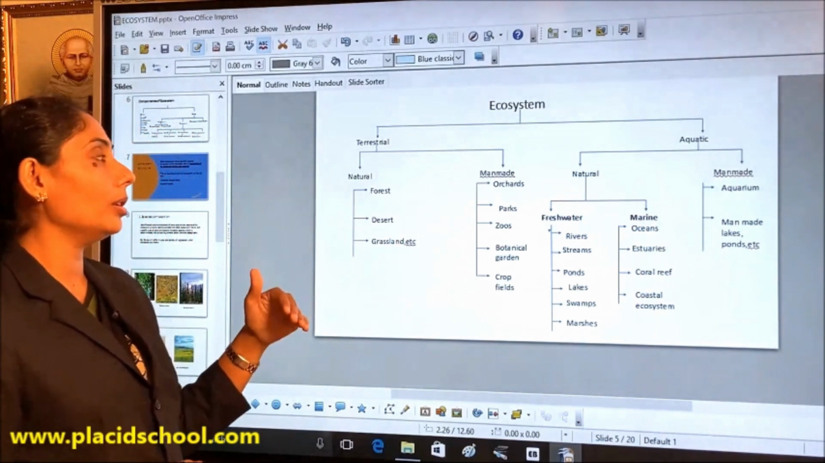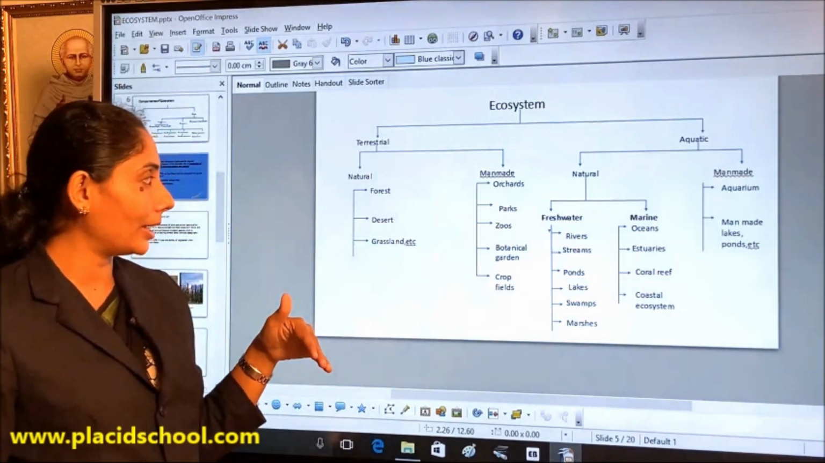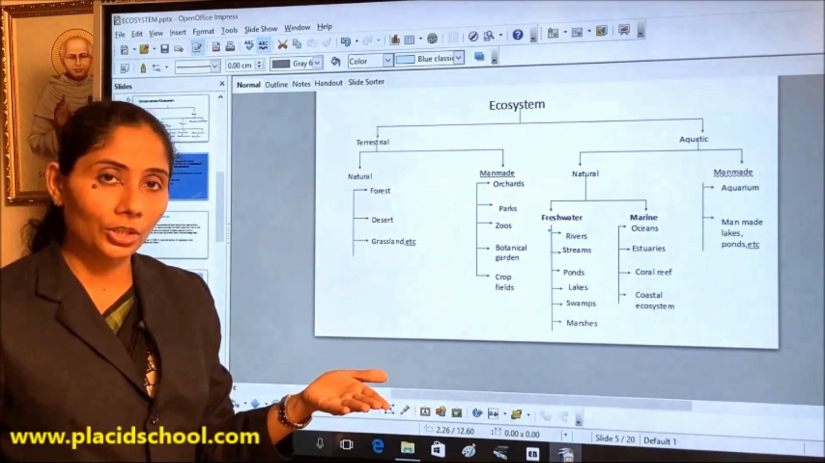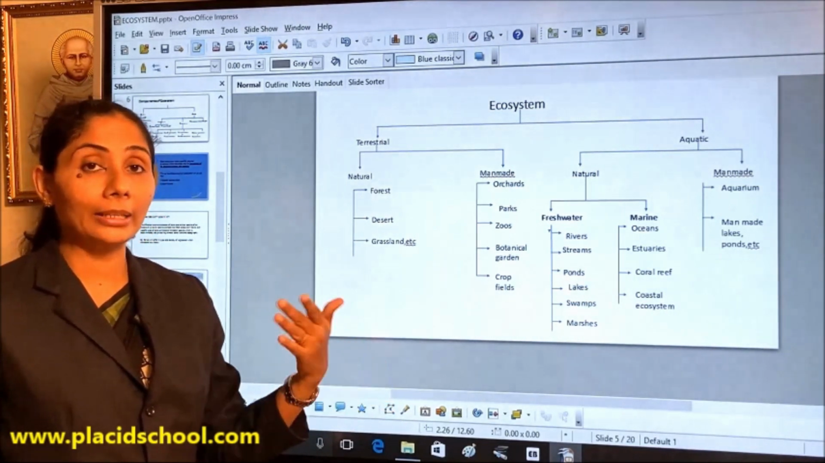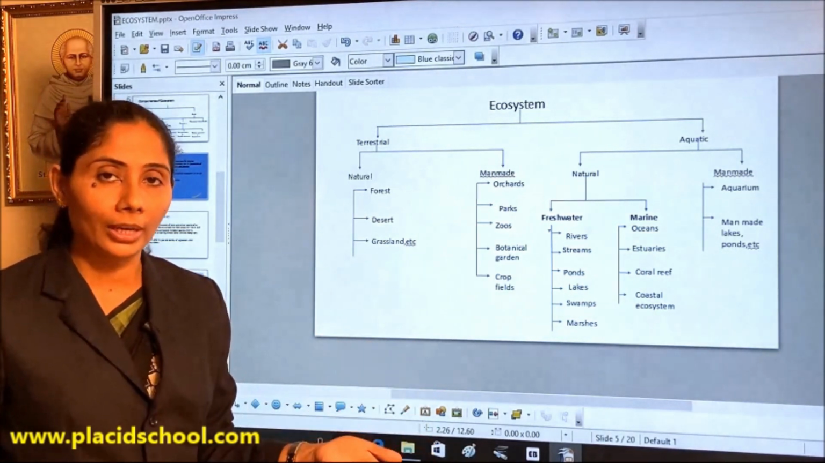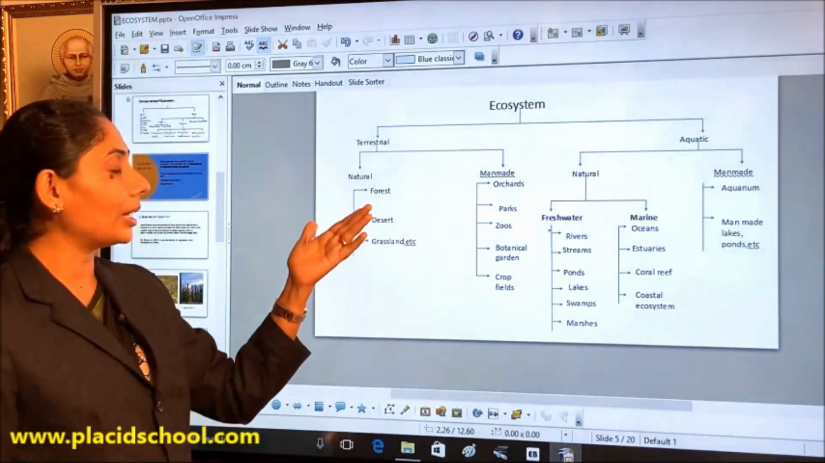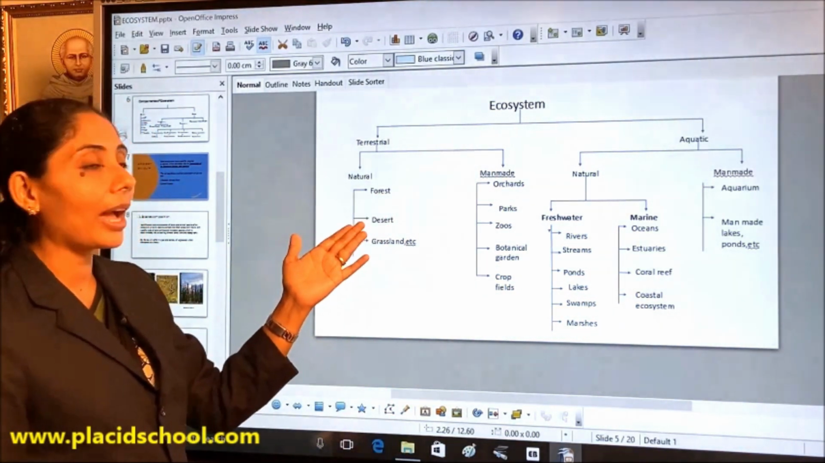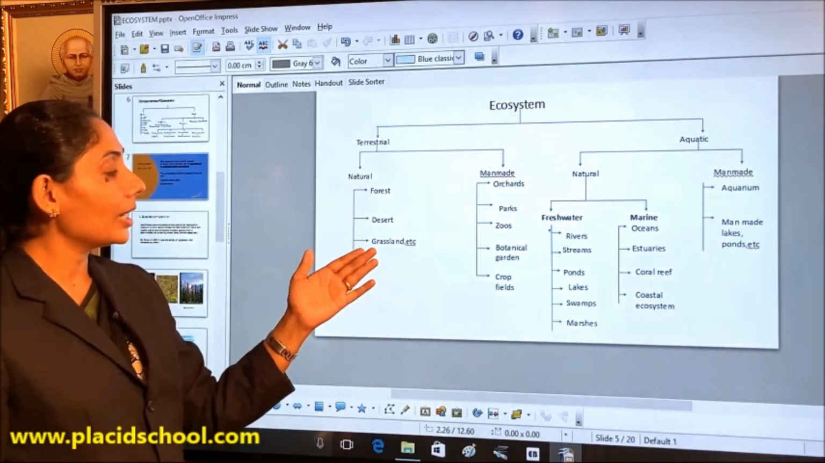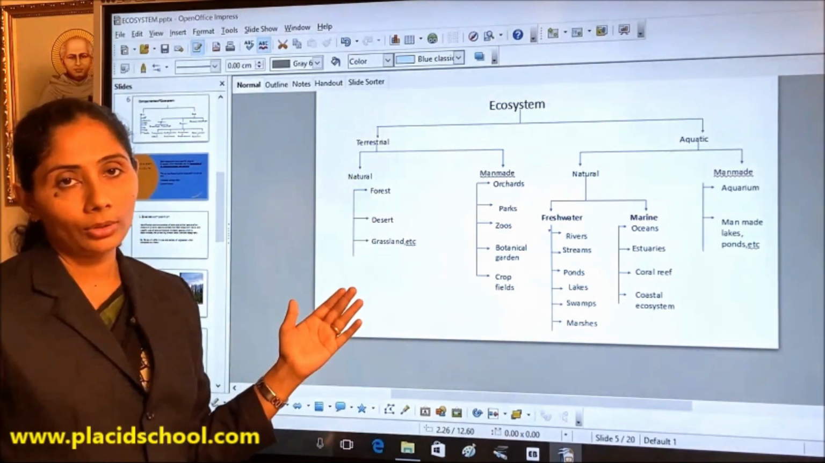Now, under natural terrestrial ecosystem, we have the following. We can further subclassify them as forest. When I say forest, there will be further classification into it also. There are different kinds of forests, and they serve as different types of ecosystem. For example, tropical rainforest, deciduous forest, coniferous forest, all these come under forest ecosystem. Then you have the desert ecosystem, the cold desert, the hot desert, as well as grassland. These are also referred to as terrestrial natural ecosystems.